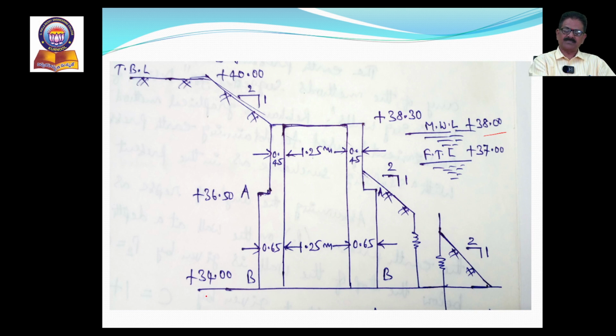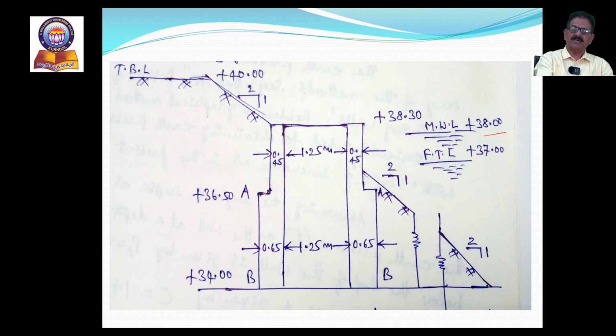So that is at plus 34.00 meters. Here the earth pressure would be maximum. H is like this. From the top we have to consider the H value, whereas 40 minus 34, that 6 meters, is the H value for the pressure at B.